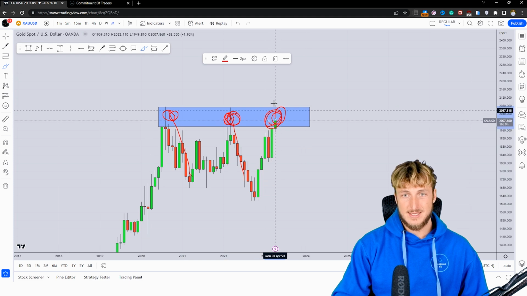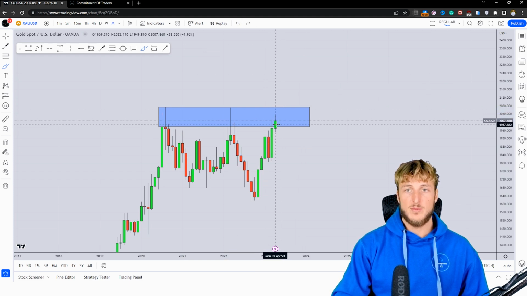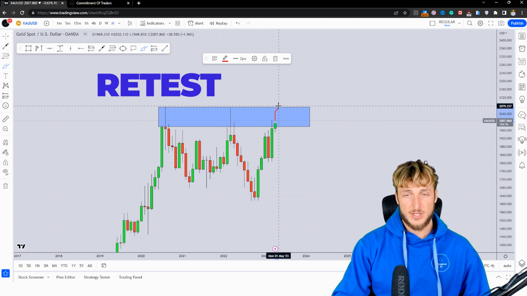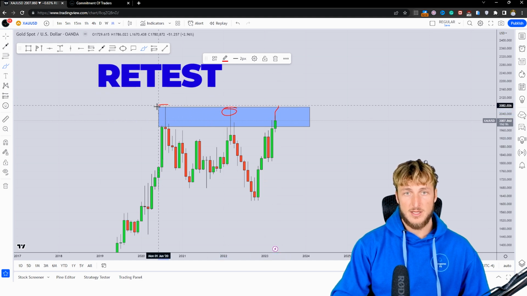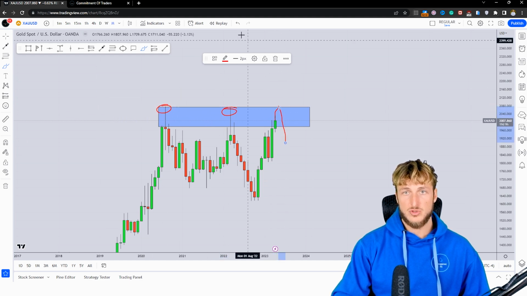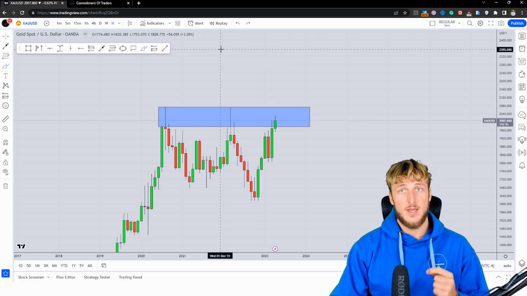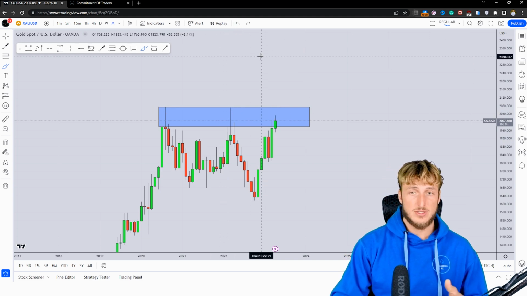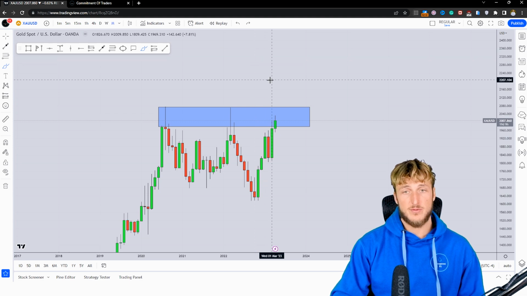As we're testing this exact same area, we could expect more bullish price action for a deeper test of that zone, as already happened here and here, before then getting a potential rejection to the downside. So short-term bullish price action definitely seems a possibility here for gold.